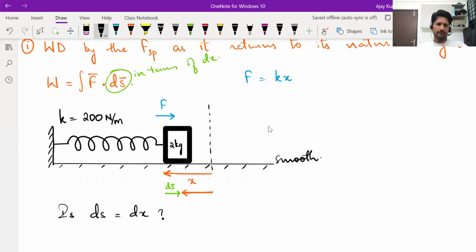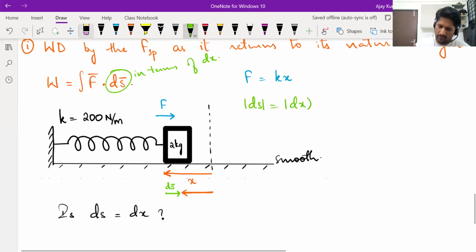Pawan, what do you say? Sir, negative sign. Yeah, negative sign we'll see, but magnitude wise, are they the same or not? Yes, sir, equal. Okay. Aishwarya, do you agree? The magnitude of ds is the same as the change in x. So yes, sir. Okay. So magnitude wise, ds is equal to dx. Negative sign and all we'll include later.